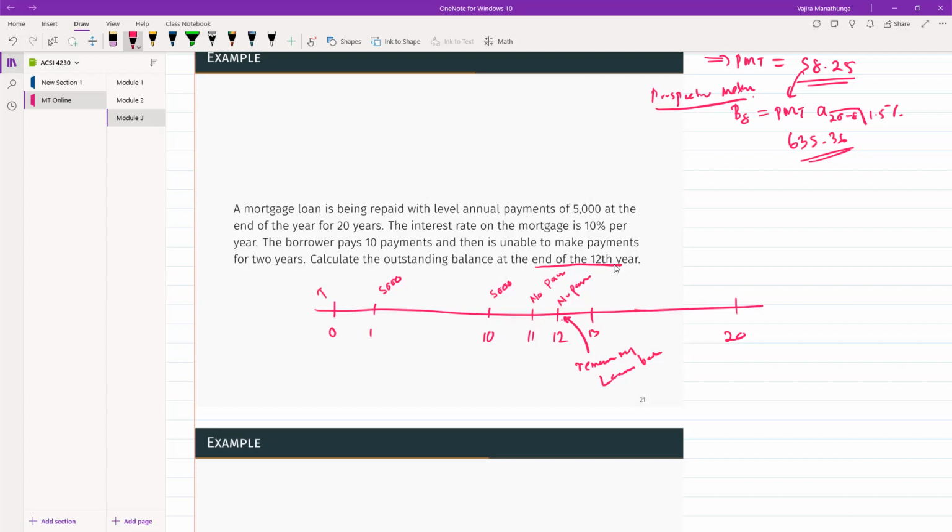So what we can do, first we can calculate the B0. So what would be the B0? We borrow the loan promising $5,000 at the end of each year for 20 years. So B0 should be the present value of those payments: 5,000 a-angle-20, and the rate is right away given, 10% per year. So it's not that hard to calculate this one.